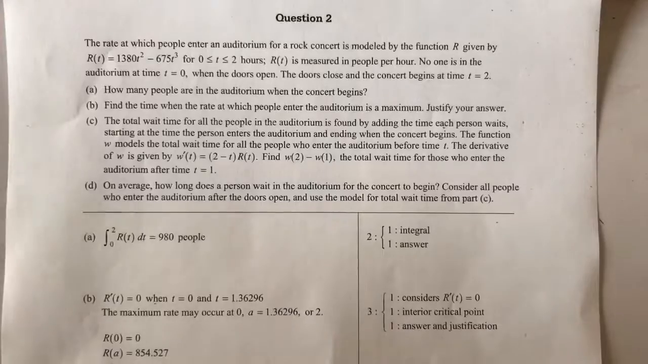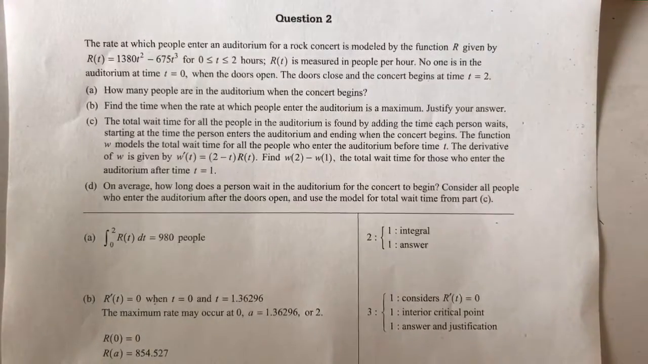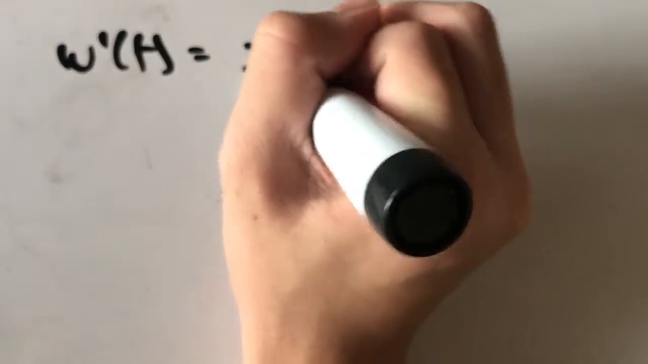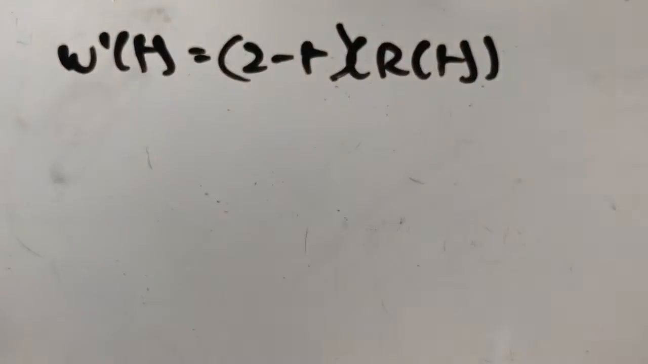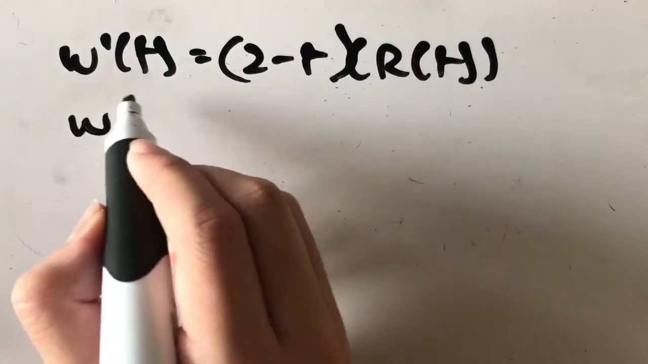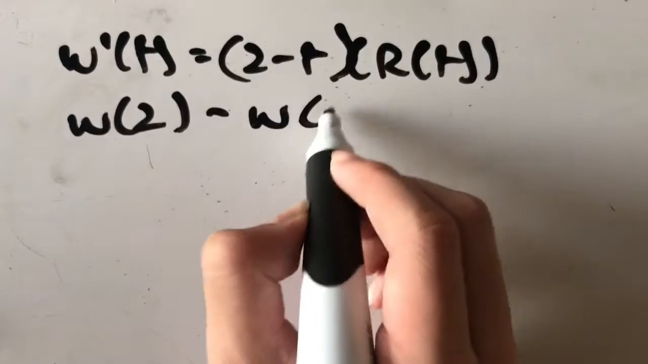Now we can move on to part C, where it's asking us to find what w of 2 minus w of 1 is, and it gives us w prime of t, which is 2 minus t times r of t, and it also tells us what w represents, which is the total wait time for all the people who enter the auditorium before time t. So the first thing we want to do is identify what we're given. We're given w prime of t is equal to 2 minus t times r of t, and we're trying to find w of 2 minus w of 1.